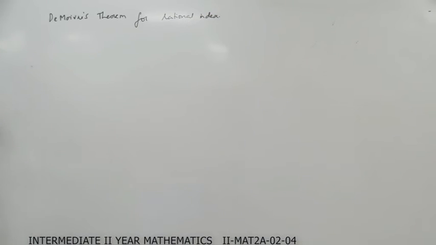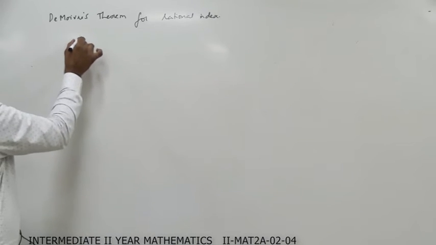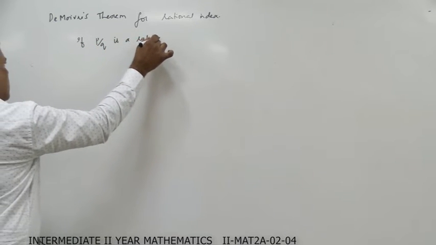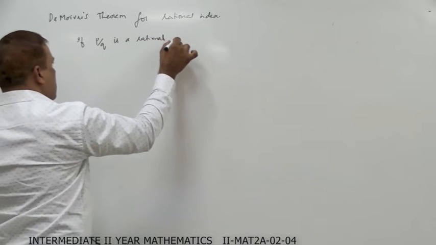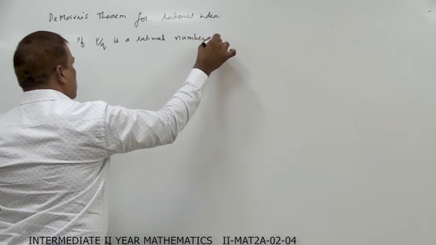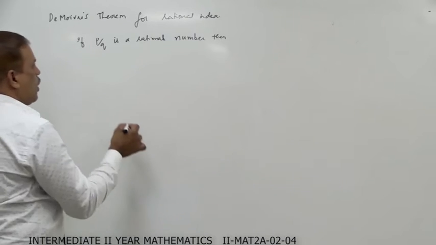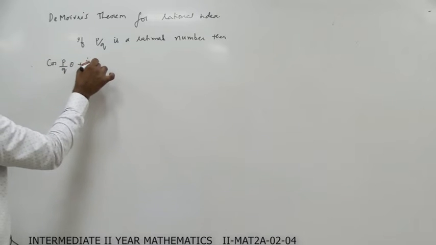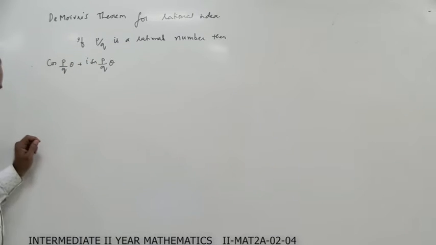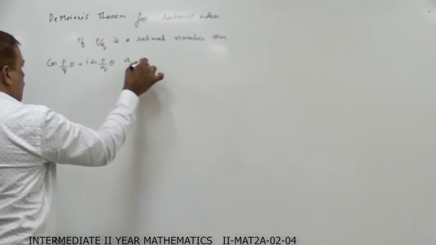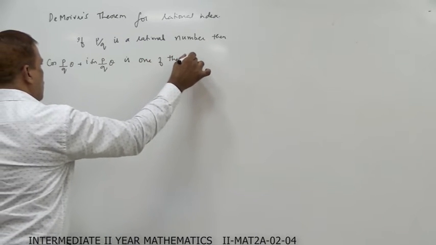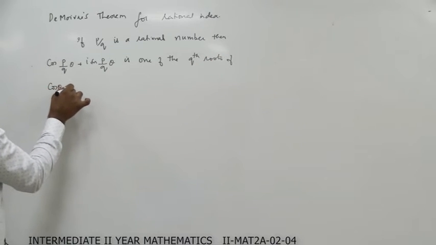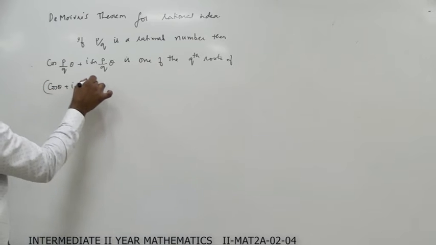De Moivre's theorem for rational index. If p by q is a rational number, then cos(p/q)θ plus i sin(p/q)θ is one of the q-th roots of (cos θ plus i sin θ) whole power p.